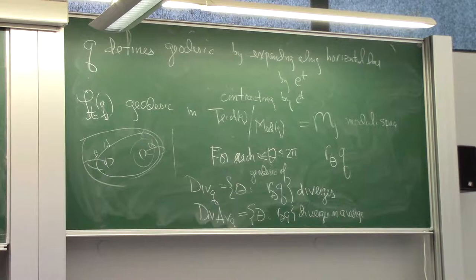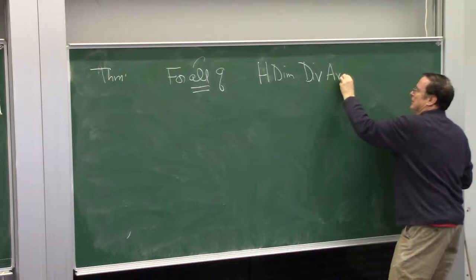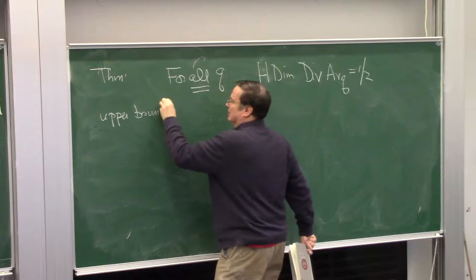For all Q, so the emphasis is on every Q, the Hausdorff dimension of the set diverging on average is a half, as it is in the case of the torus. Now, the upper bound, less than or equal to a half. So there are six authors here.